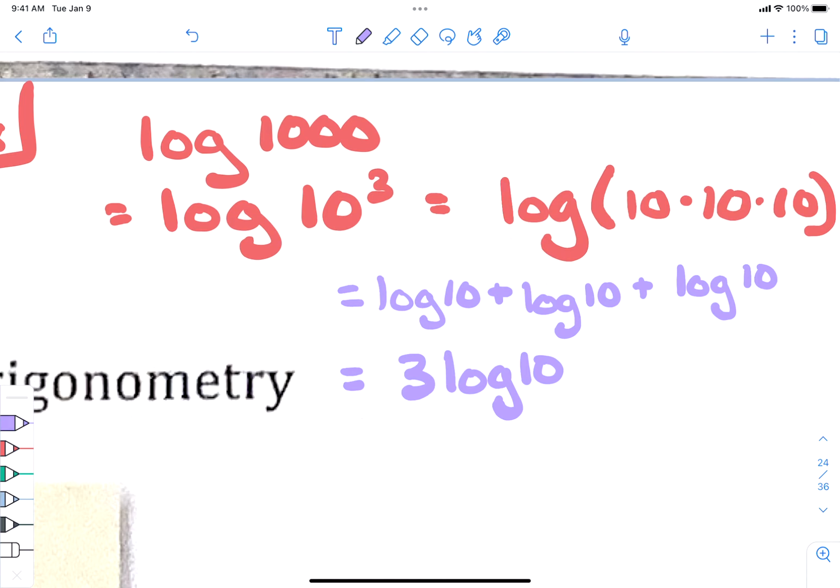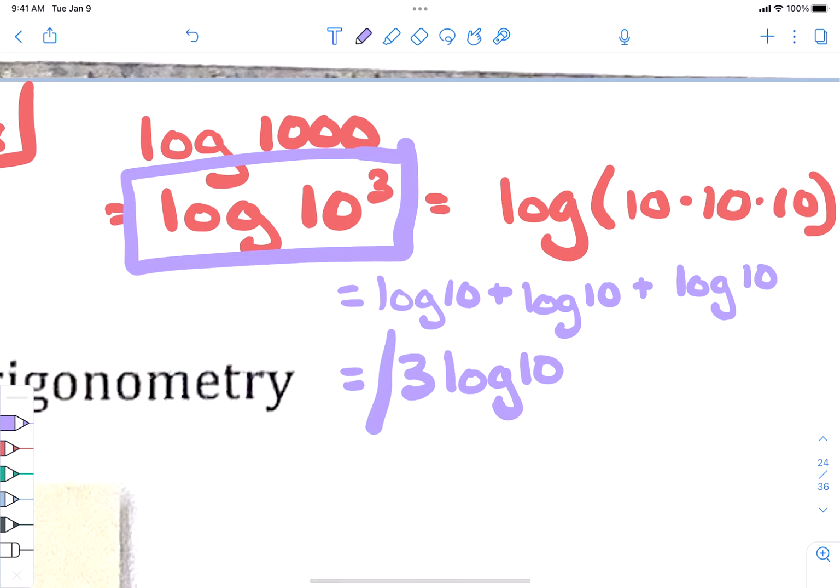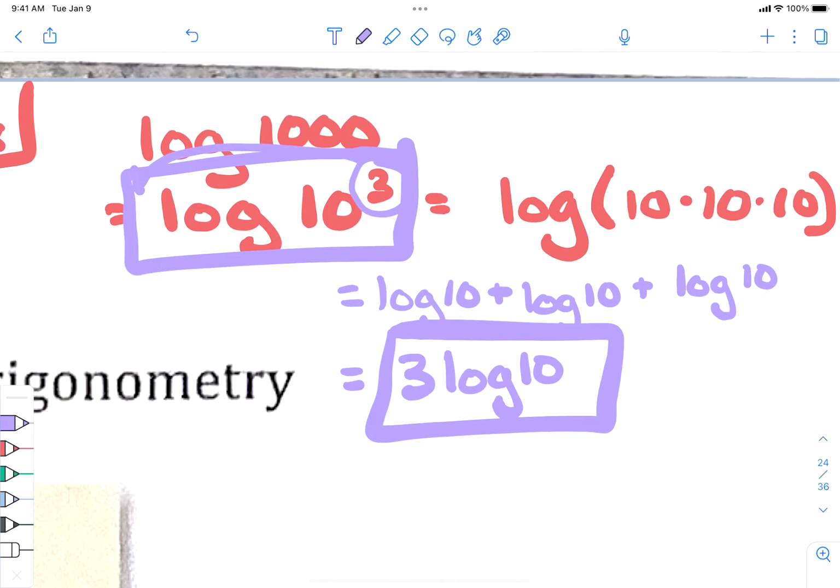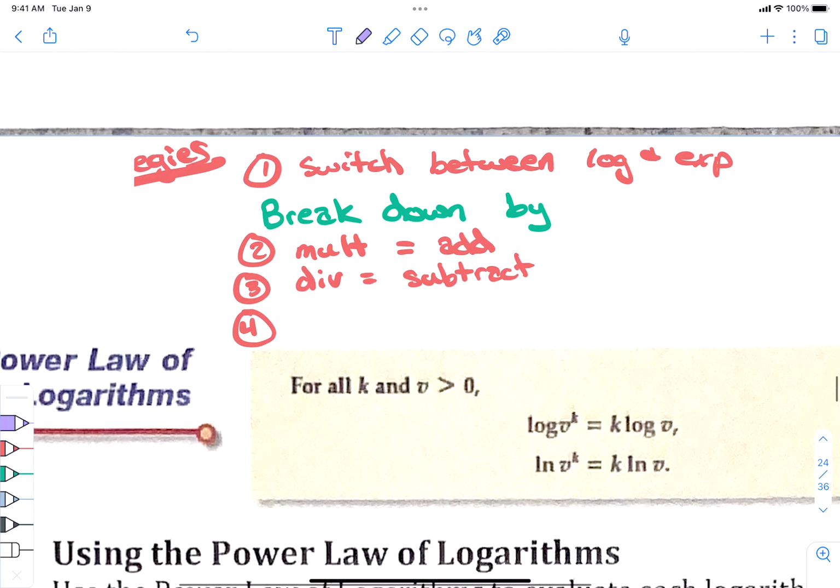So here is the rule. If you have a log, you can go straight from here to here. If you're taking log of some number to some power, this power can come down in front. This is a proof of why that is true. The 3, or any exponent that you have in the top, can come down in front, and then it's easier to simplify. So in that fourth rule, log of 10 to the third is equal to 3 log 10.